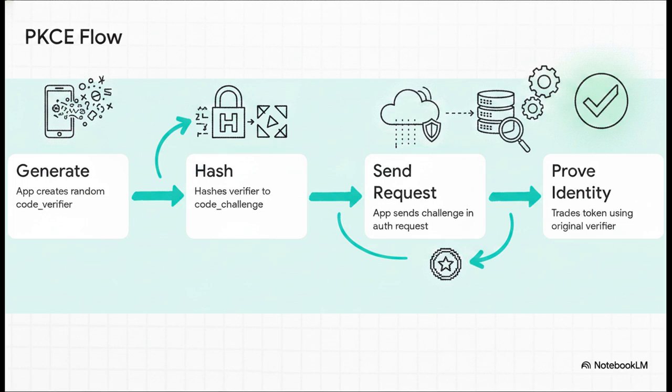Later on, when the app wants to trade its code for the actual token, it sends the original, unscrambled code verifier. The server does the math, and if they match, it mathematically proves that the app asking for the token is the exact same app that started the request. This dynamic secret creation completely replaces the old insecure implicit flow for public apps. It's a real game changer.